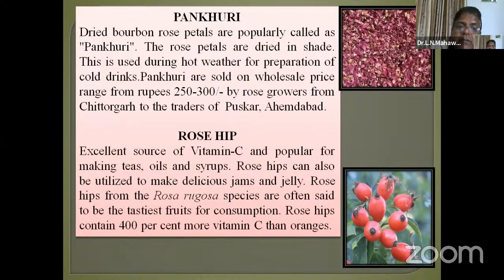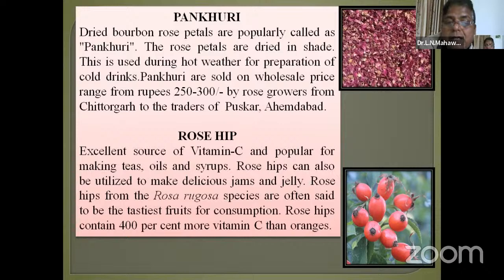Rose hip. Whenever certain species set seeds, the capsule, and especially the fruit, is known as a hip. Hip is the fruit in the Rosaceae family, and especially in the case of a rose. It is an excellent source of vitamin C and popular for making tea, oils and syrups. Rose hips can also be utilized to make delicious jam and jelly, and rose hips from the Rosa rugosa species are often said to be the tastiest fruit for consumption. Rose hips contain 400% more vitamin C than oranges. So it opens a new opportunity. And certain other species like Rosa involucrata and Rosa chinensis will set seeds in Rajasthan conditions.